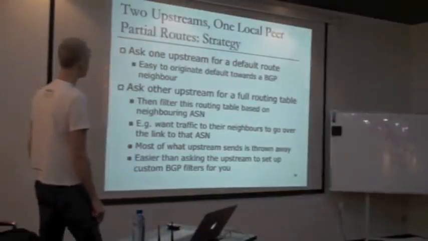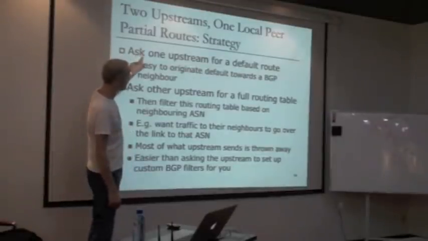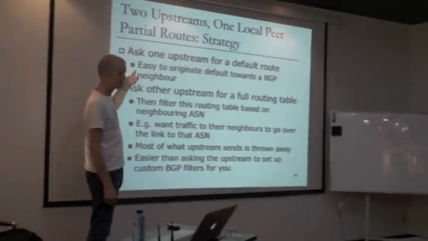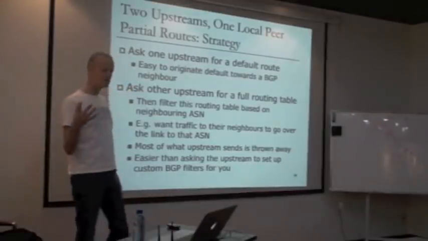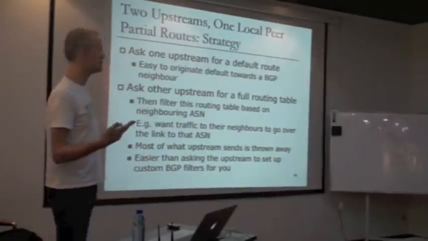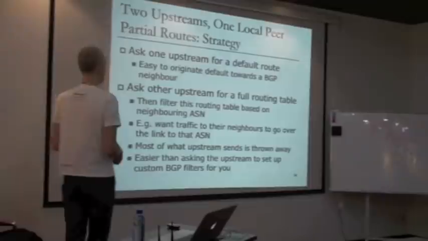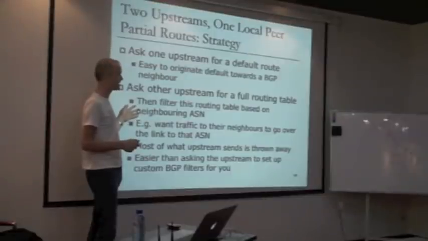Here's the alternative. Let's use partial routes. So we ask one upstream for a default. We ask the other upstream for a full BGP table. Upstream providers either give you default or full BGP or both. So what we're going to do is filter this table based on the neighboring ASN.